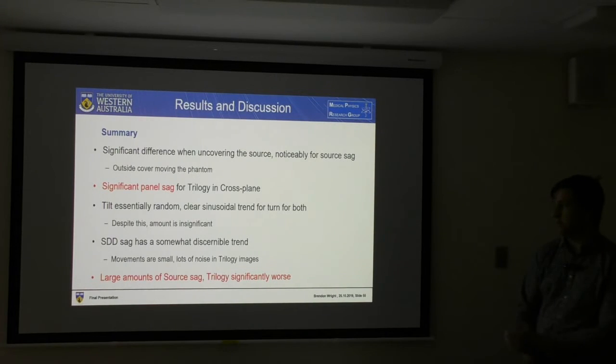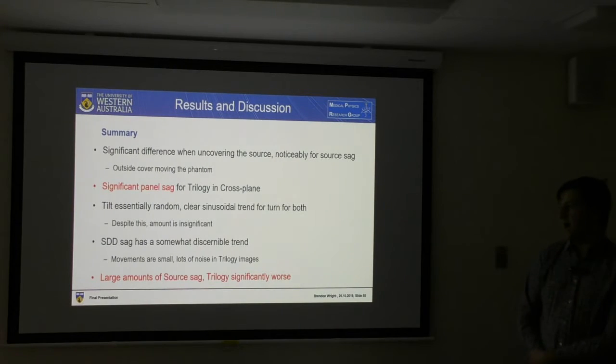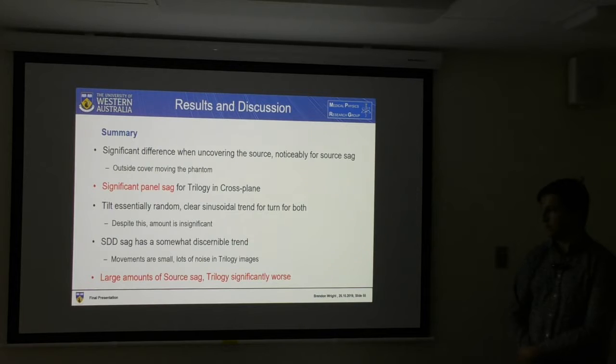However, there was a somewhat clear trend. Despite this, the tilt was roughly insignificant. Same with the turn. The SDD sag had a somewhat discernible trend. However, the movements were small, and there's lots of noise in the images out of the Trilogy, and therefore it's hard to determine whether this is the result of noise or whether this is actually SDD sag occurring. And there are large amounts of source sag, particularly for the Trilogy.